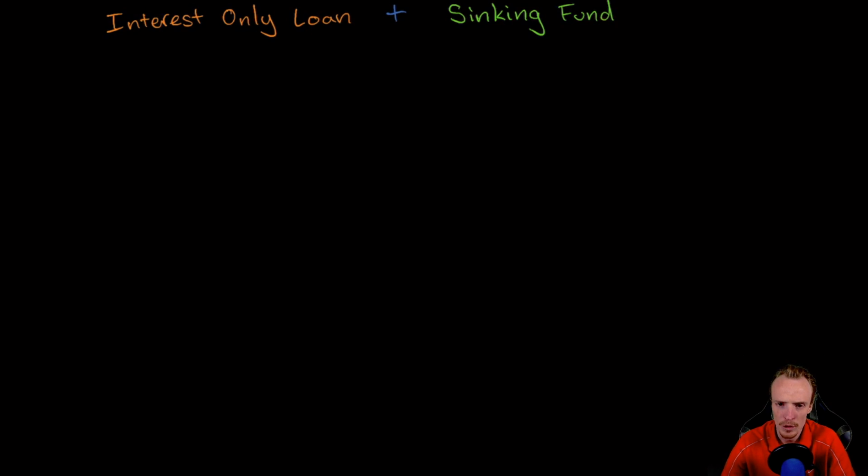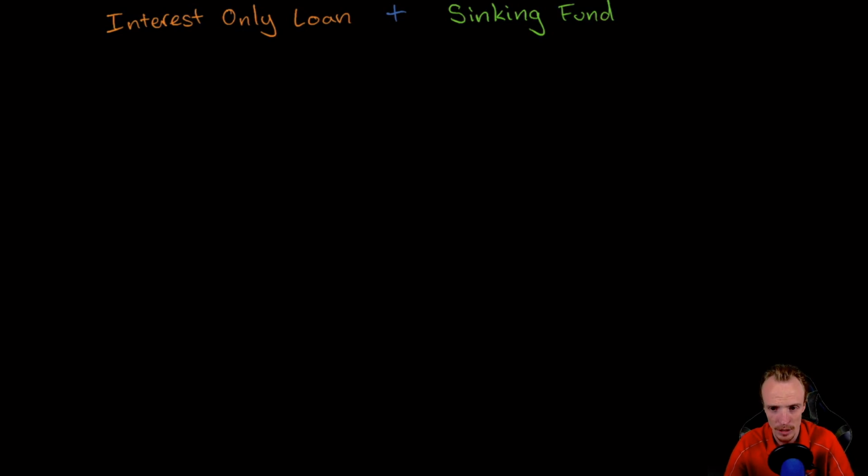So in this video, we're going to talk about a different type of loan structure. Up until now, we've been looking at principal and interest loans, where we're trying to pay off both the principal and the interest at the same time until we reduce the balance to zero. A different type of loan structure is what's known as an interest-only loan and a sinking fund. Often coupled with a sinking fund, I should say, but the interest-only loan itself.